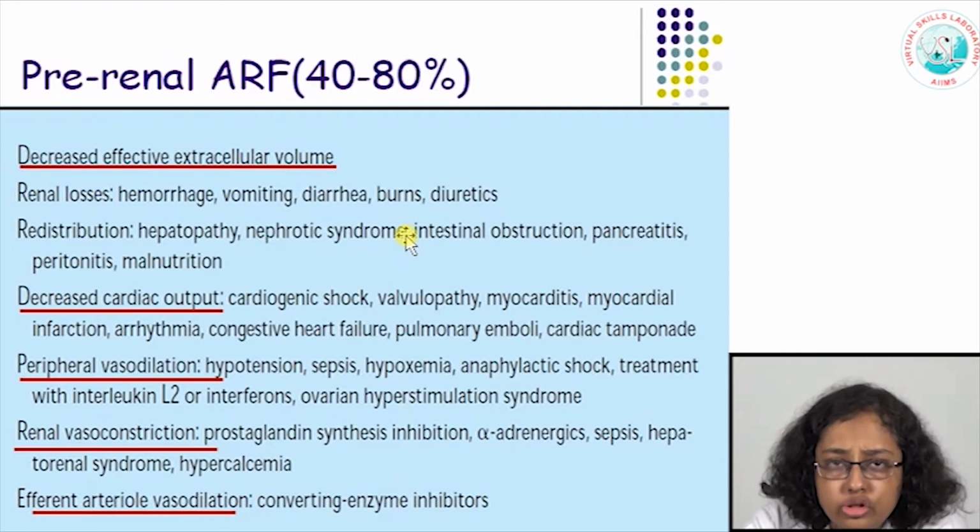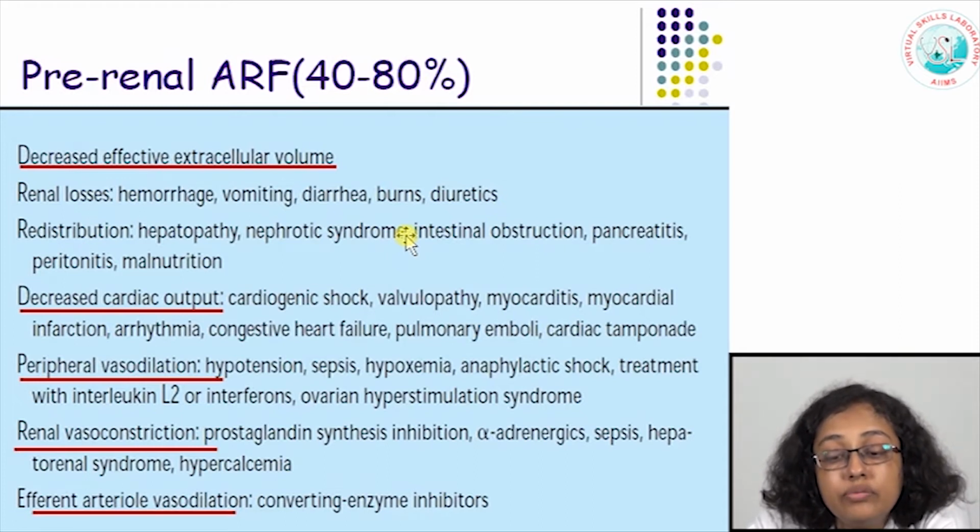Sometimes there is an actual decrease in cardiac output, which reduces the renal perfusion, like in any cardiac disease such as cardiogenic shock, myocarditis, myocardial infarction or congestive heart failure. Sometimes the blood volume is adequate, but there is peripheral vasodilatation leading to pooling of blood in the peripheral circulation, reducing the renal perfusion. The most common cause is sepsis, hypotension due to any other cause, or anaphylactic shock.